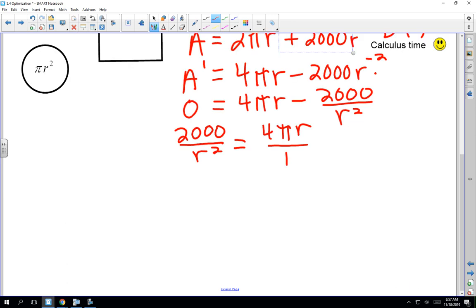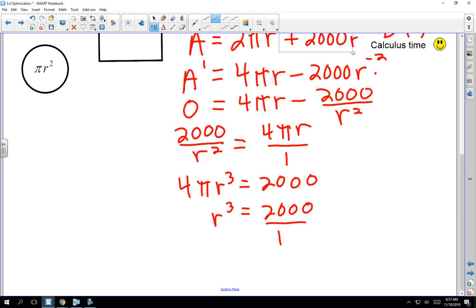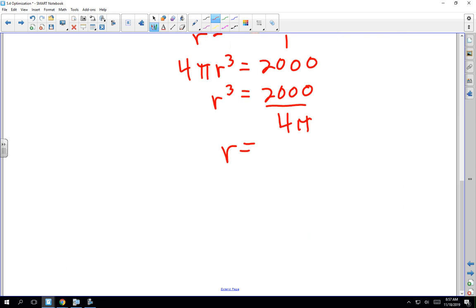Let's see, cross multiply here. I got 4 pi R cubed equals 2,000. And then R cubed equals whatever 2,000 over 4 pi is. And then R equals, just doing the algebra here, move that over, cross multiply, take the cube root of each side. So R is the cube root of 2,000 over 4 pi.